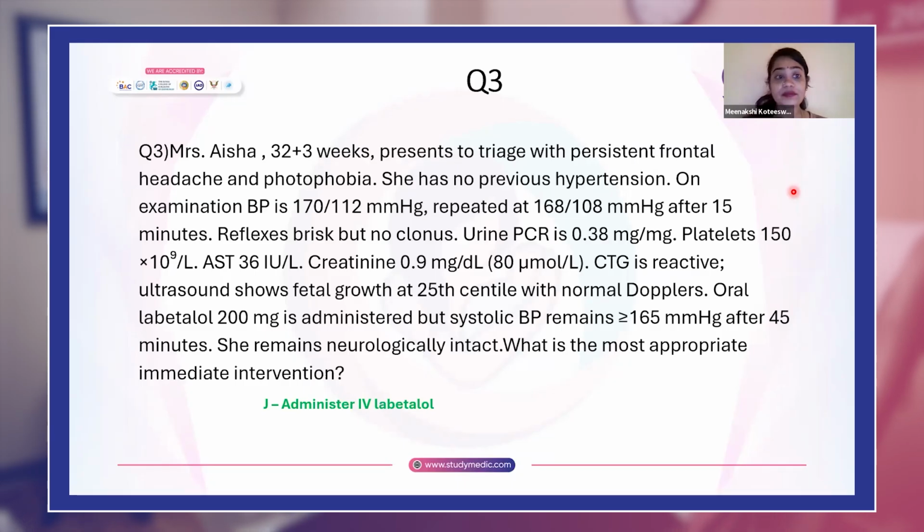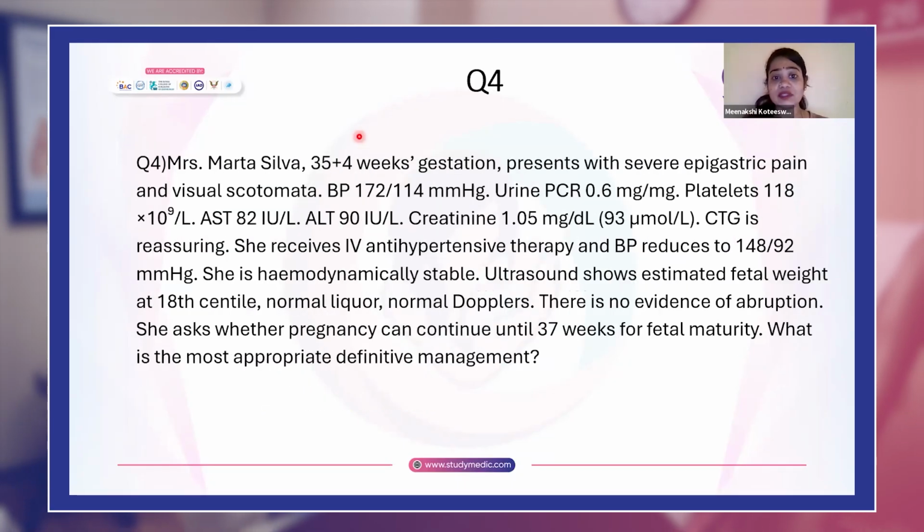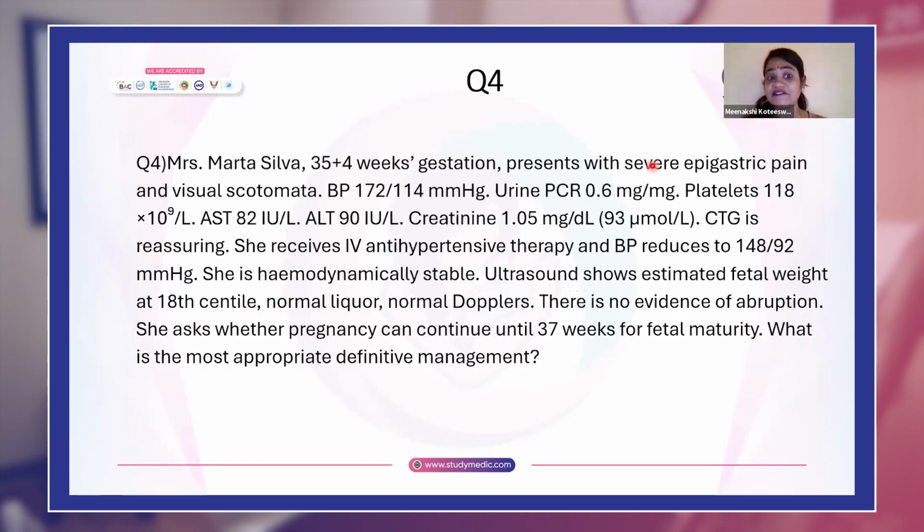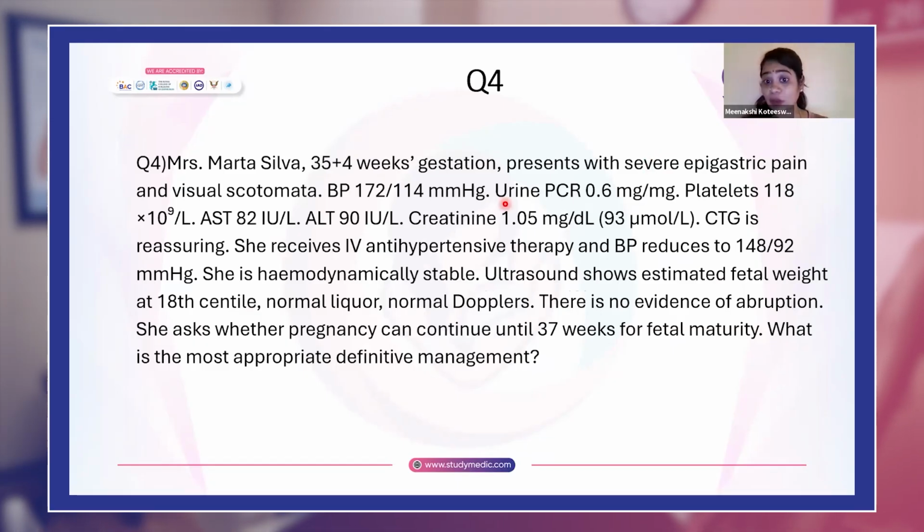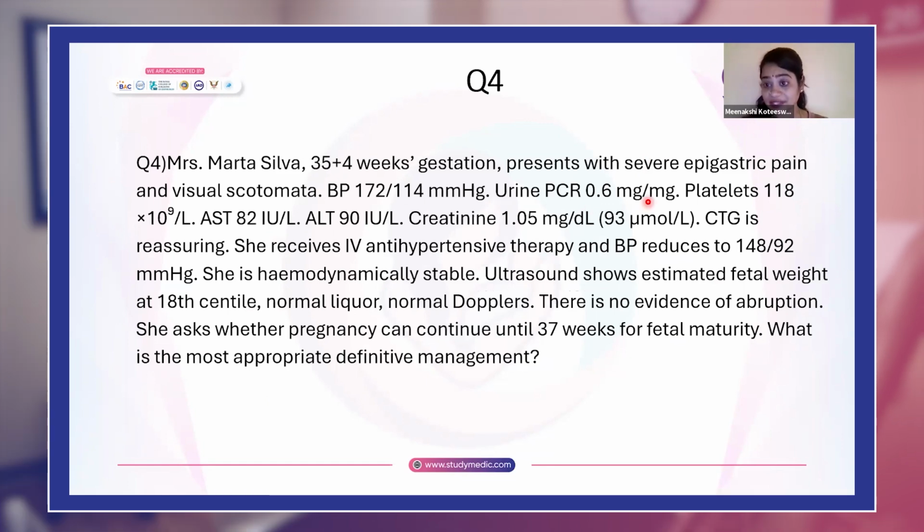as well. Mrs. Martha Silva, who's 35 weeks of gestation, presenting with severe epigastric pain and visual scotomata. BP is 172 by 114 and protein creatinine ratio is 0.6. Platelets are 1.18 lakhs and ALT and AST are also rising. And creatinine is 1.05. CTG is reassuring.